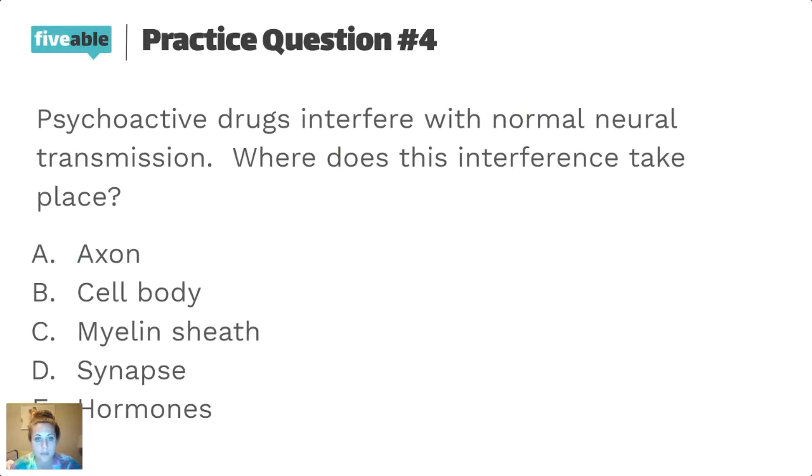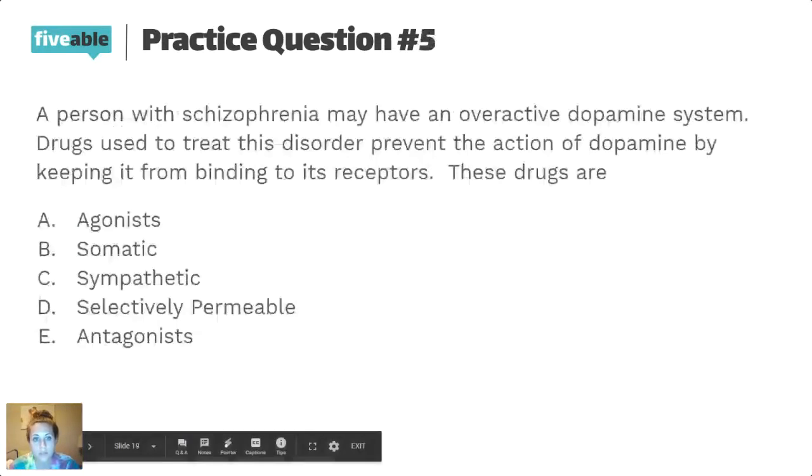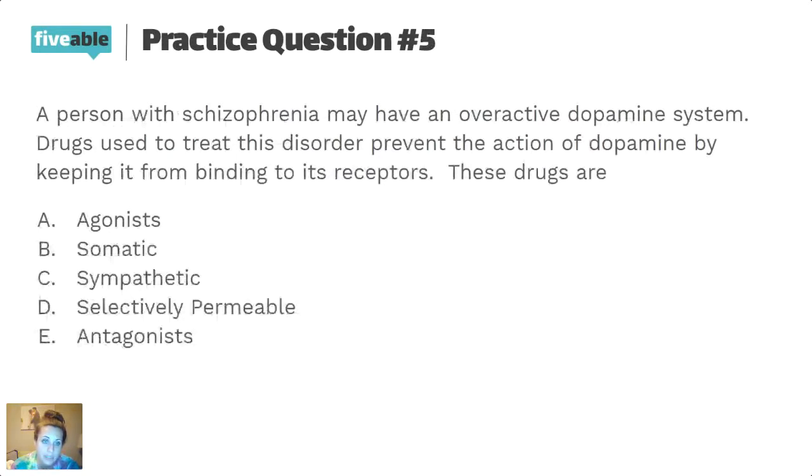Good. And then question 5, a person with schizophrenia may have an overactive dopamine system. Drugs used to treat this disorder prevent the action of dopamine by keeping it from binding to its receptors. These drugs are... good. Antagonists. Yeah, remember they block, they prevent, just like the antagonists in a story.